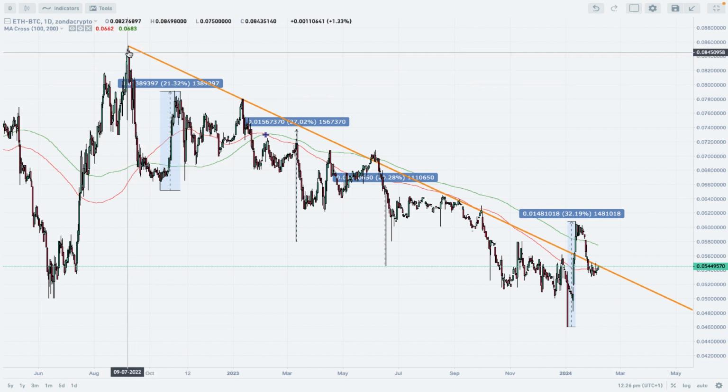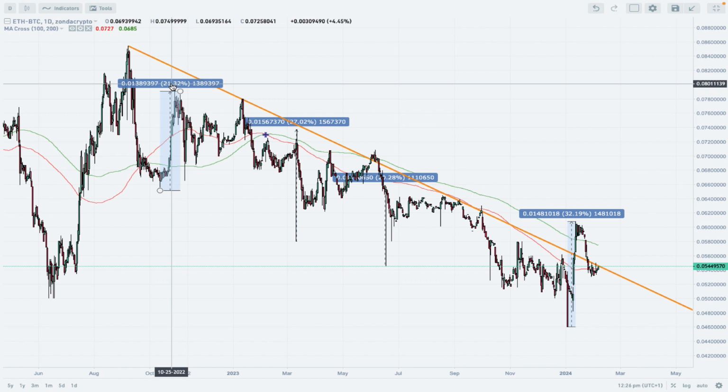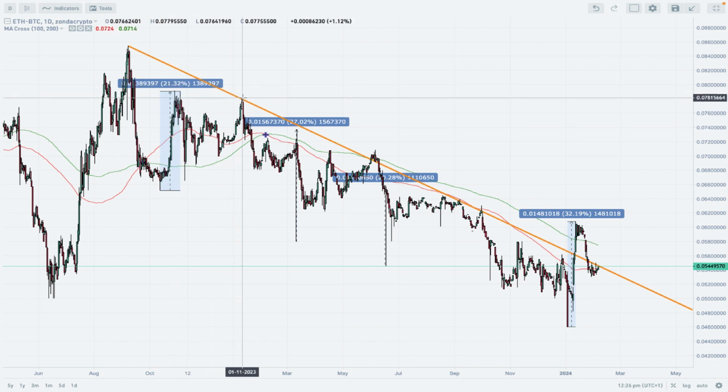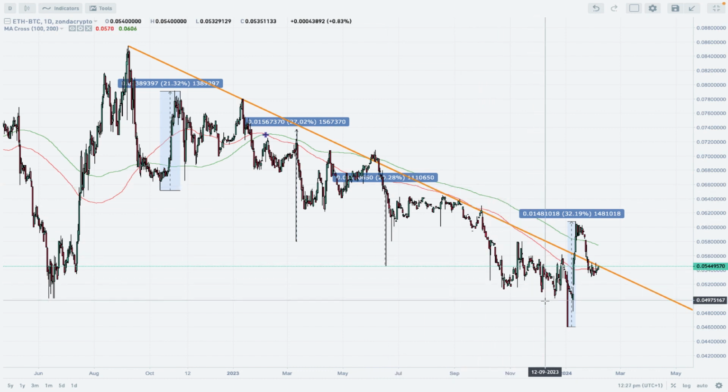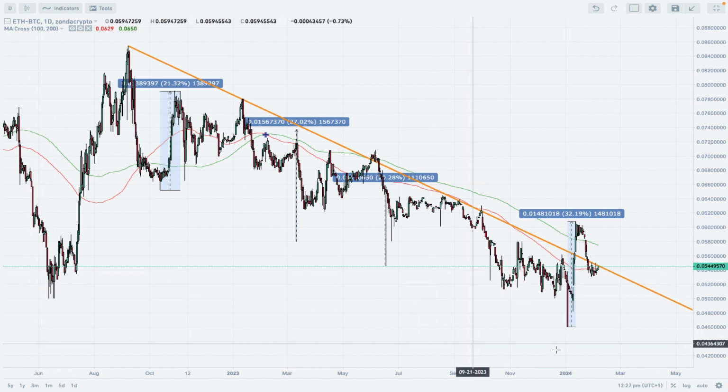Let's just start with this high at 0.085. We got an impulsive decline, then we have a 21% correction. Okay, then we go lower, then we have a 27% correction, then we go down again, we have a 20% correction. All right, and then we go even lower, and then we go even lower below the technical support at 0.05.